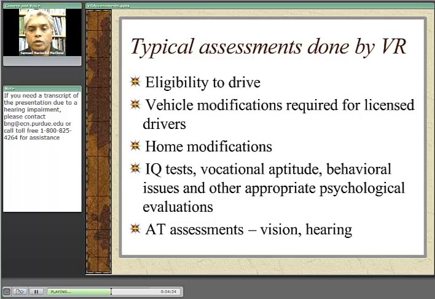For those customers who need home modifications so that they can function regularly, home modifications may be authorized. Also, IQ tests, vocational aptitude, behavioral issues, and other appropriate psychological evaluations may be authorized by VR counselors. Also, AT assessments for vision and hearing, if appropriate, will be authorized by the counselor.